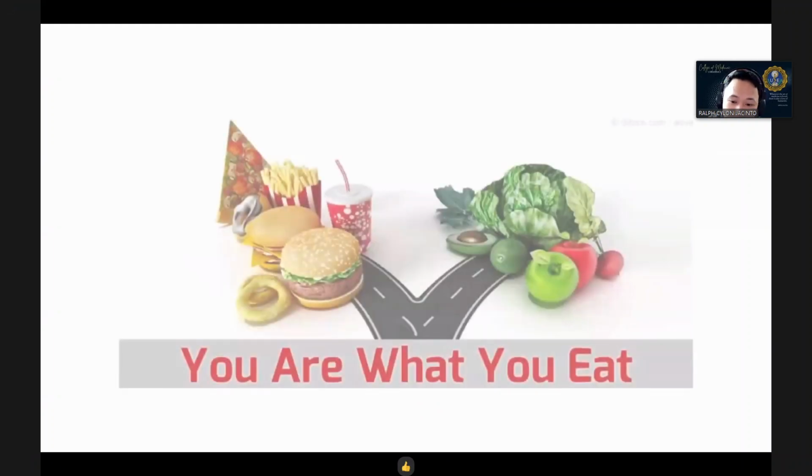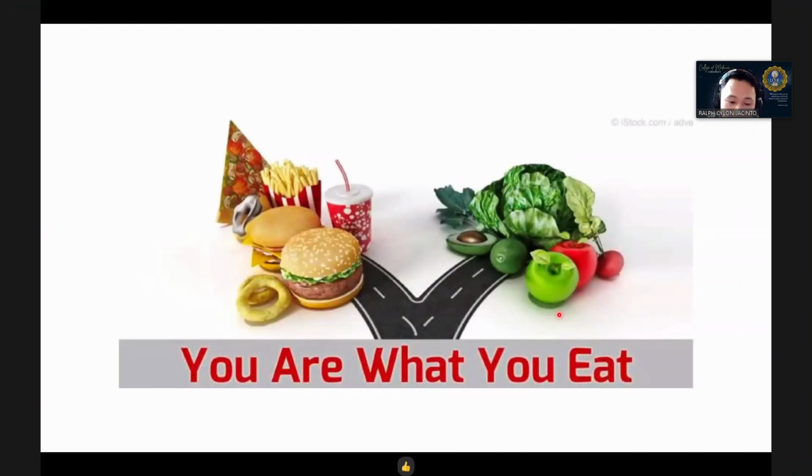Okay. Sige, so for today, we will review yung digestion and absorption and a little bit about the lower GI concepts and accessory organs of the pancreas.